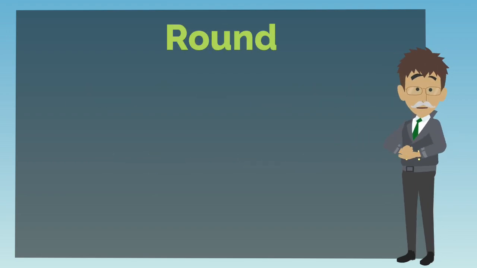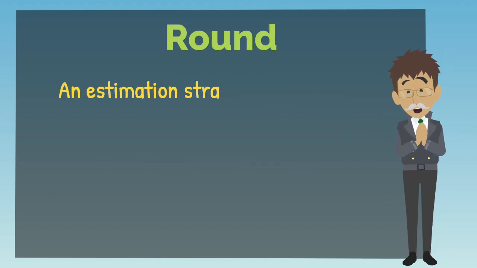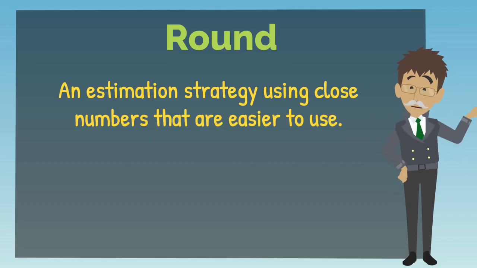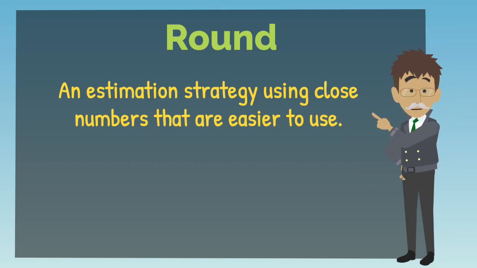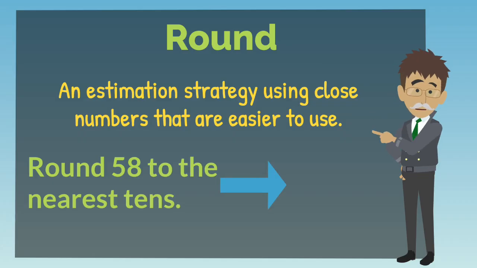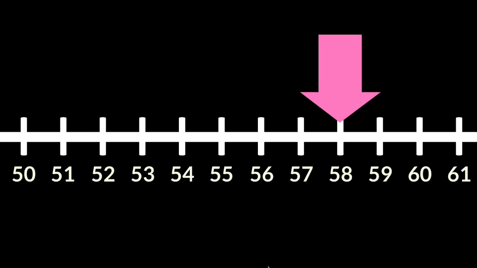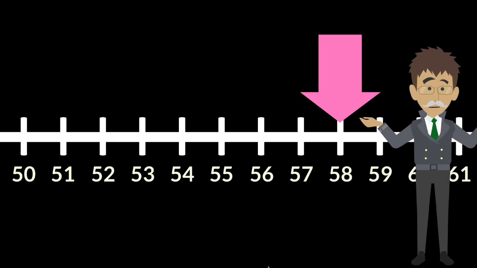Round. An estimation strategy using close numbers that are easier to use. For example, if we round 58 to the nearest tens, we get 60. When we look at the numbers between 50 and 60, 58 is closer to 60. Rounding helps us estimate or work with easier numbers.